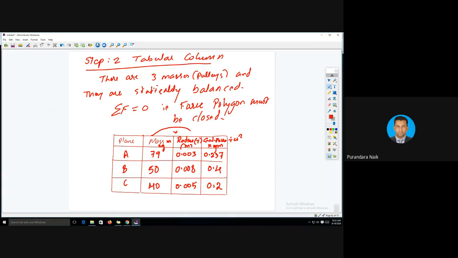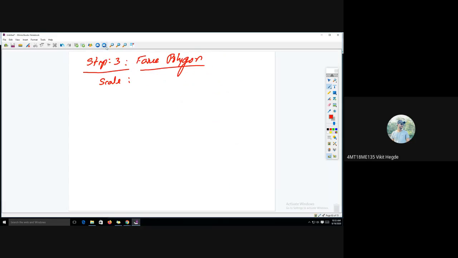0.1 is equal to 1 centimeter. 0.2 is equal to 1 centimeter. No, 0.1 is equal to 1 centimeter. 0.1 kg meter is equal to 2 centimeter. Yes. Okay, it's up to you. 0.1 kg meter is equal to 2 centimeter. Okay, first we need to mark the point.